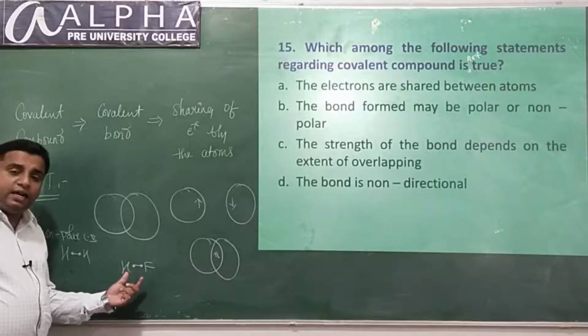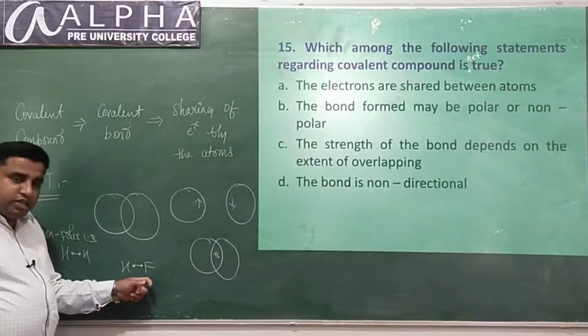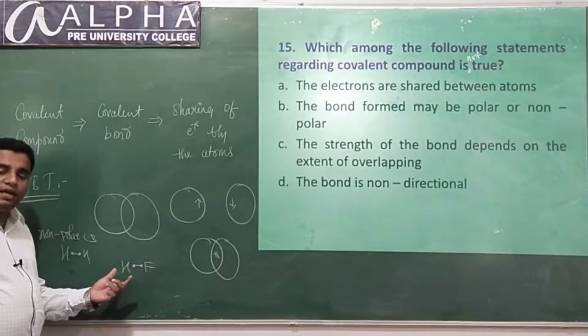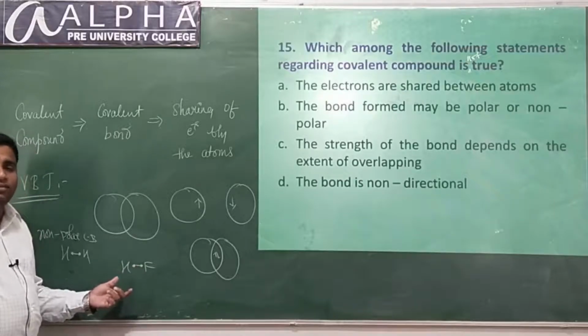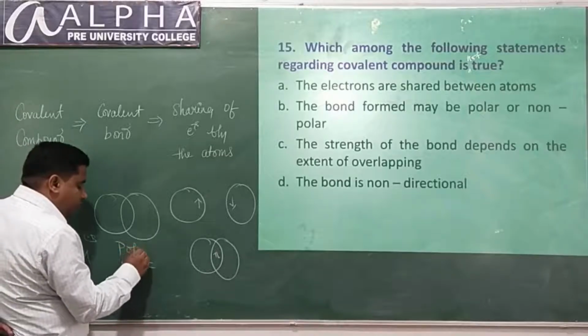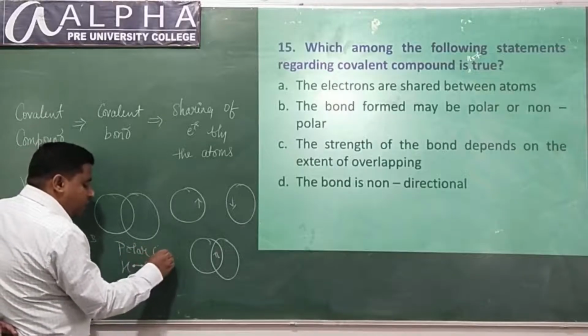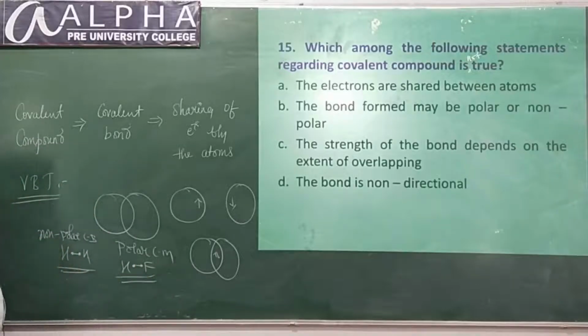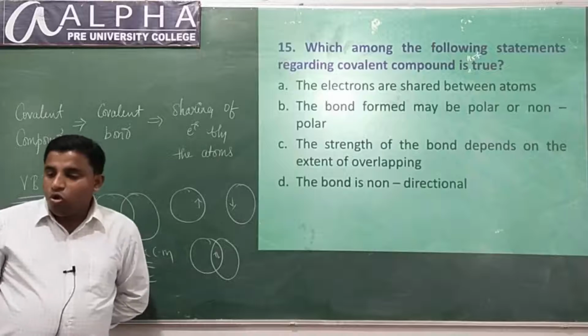But here there is an electronegativity difference. Fluorine is more electronegative than hydrogen. That means there is an electronegativity difference. If there is an electronegativity difference, obviously the molecule is a polar covalent molecule. So this is a polar covalent molecule, this is a non-polar covalent molecule. Now hope you got the answer.